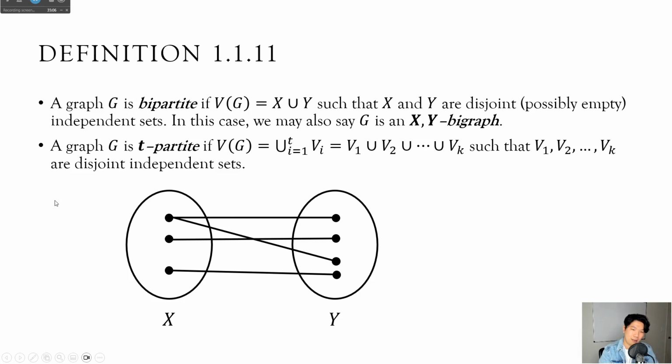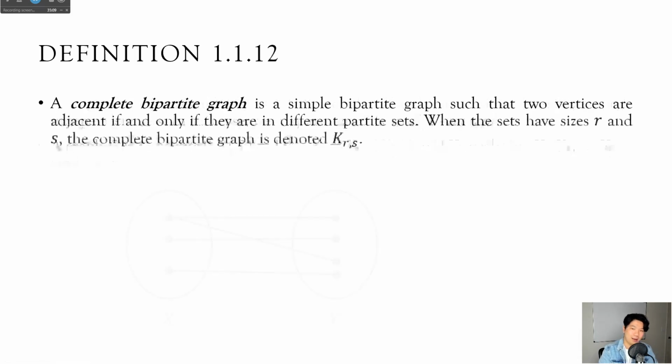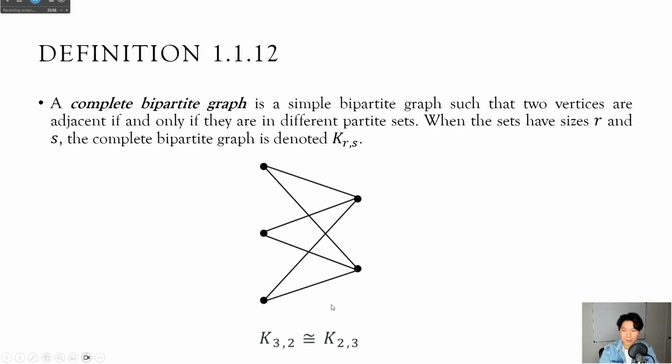And then our very last definition for this section, I want to talk about a complete bipartite graph. Remember before we talked about a complete graph like K4 meant I have 4 vertices and all 4 were connected to each other. So a complete bipartite graph is a bipartite graph such that 2 vertices are connected to each other if and only if they're in 2 different sets. So for example, here I have a complete bipartite graph, K3,2.